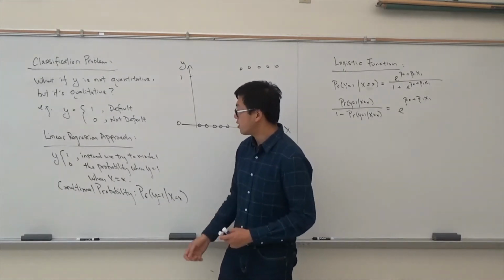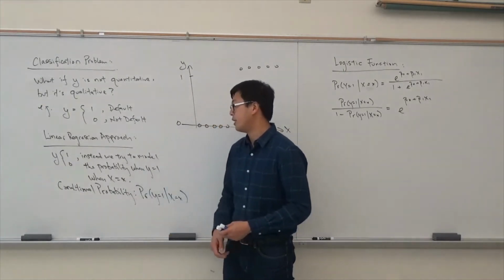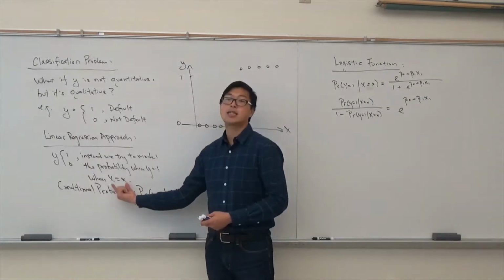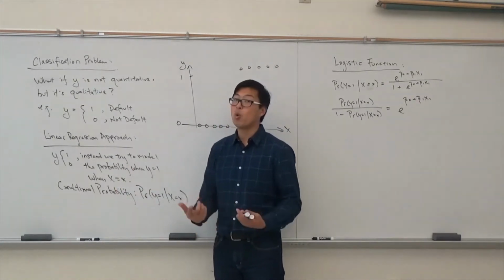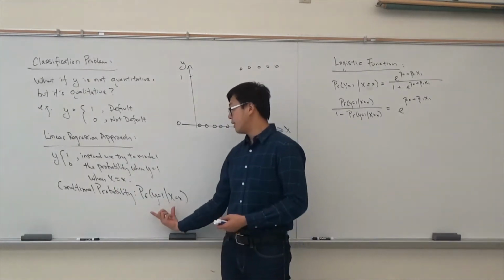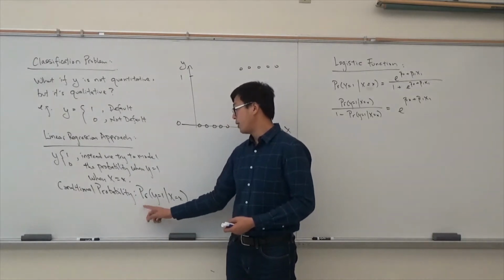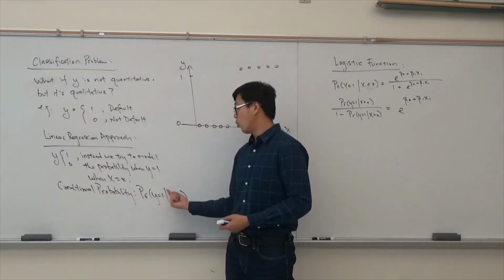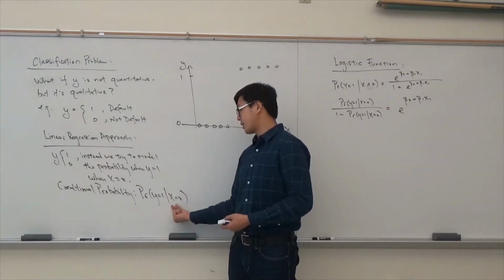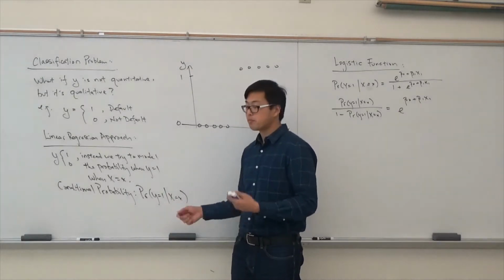So we are basically talking about conditional probability here. Let's say we have some feature x that we pass into our model to predict y. The probability we are trying to predict is the probability that y is equal to 1, given that x takes some value.